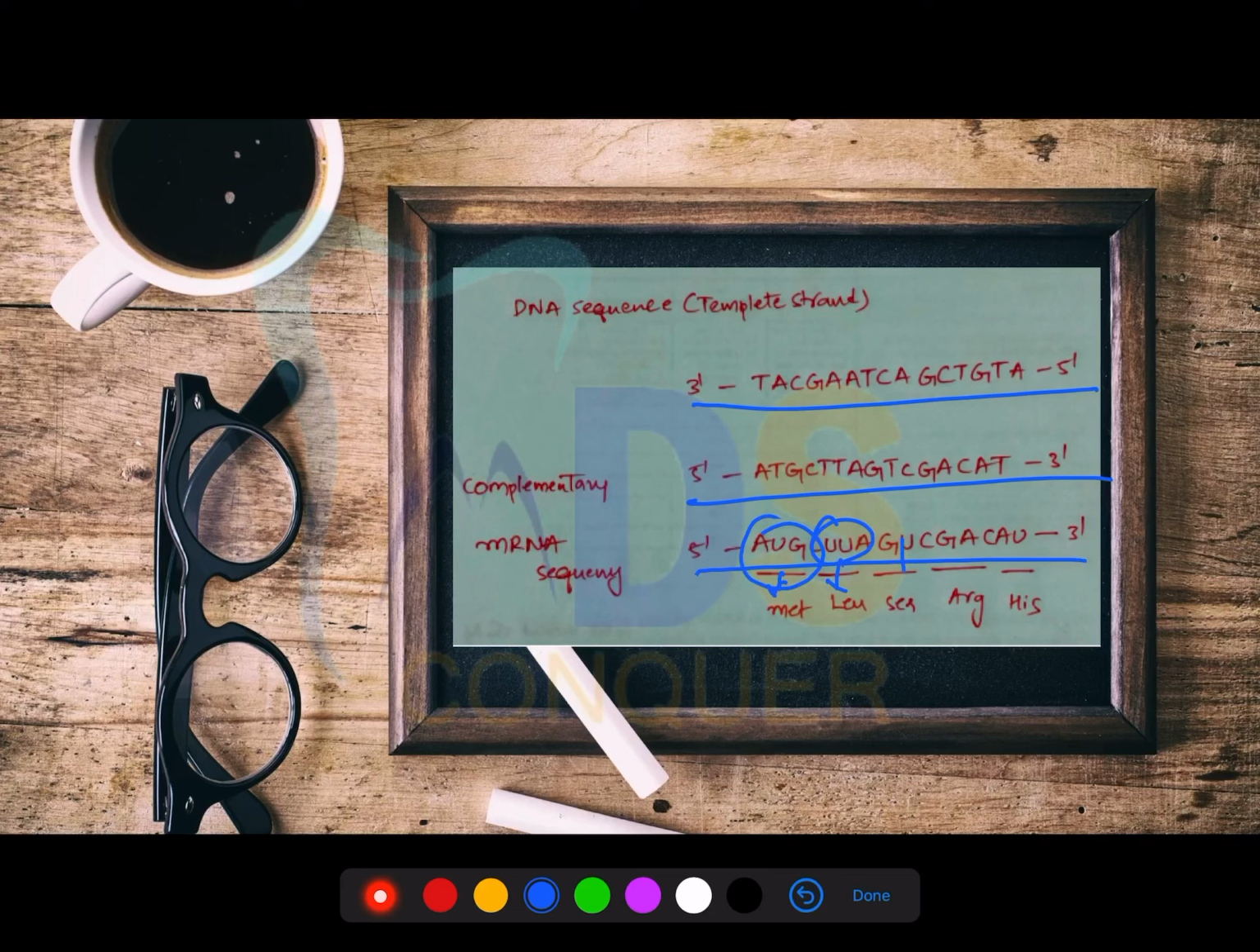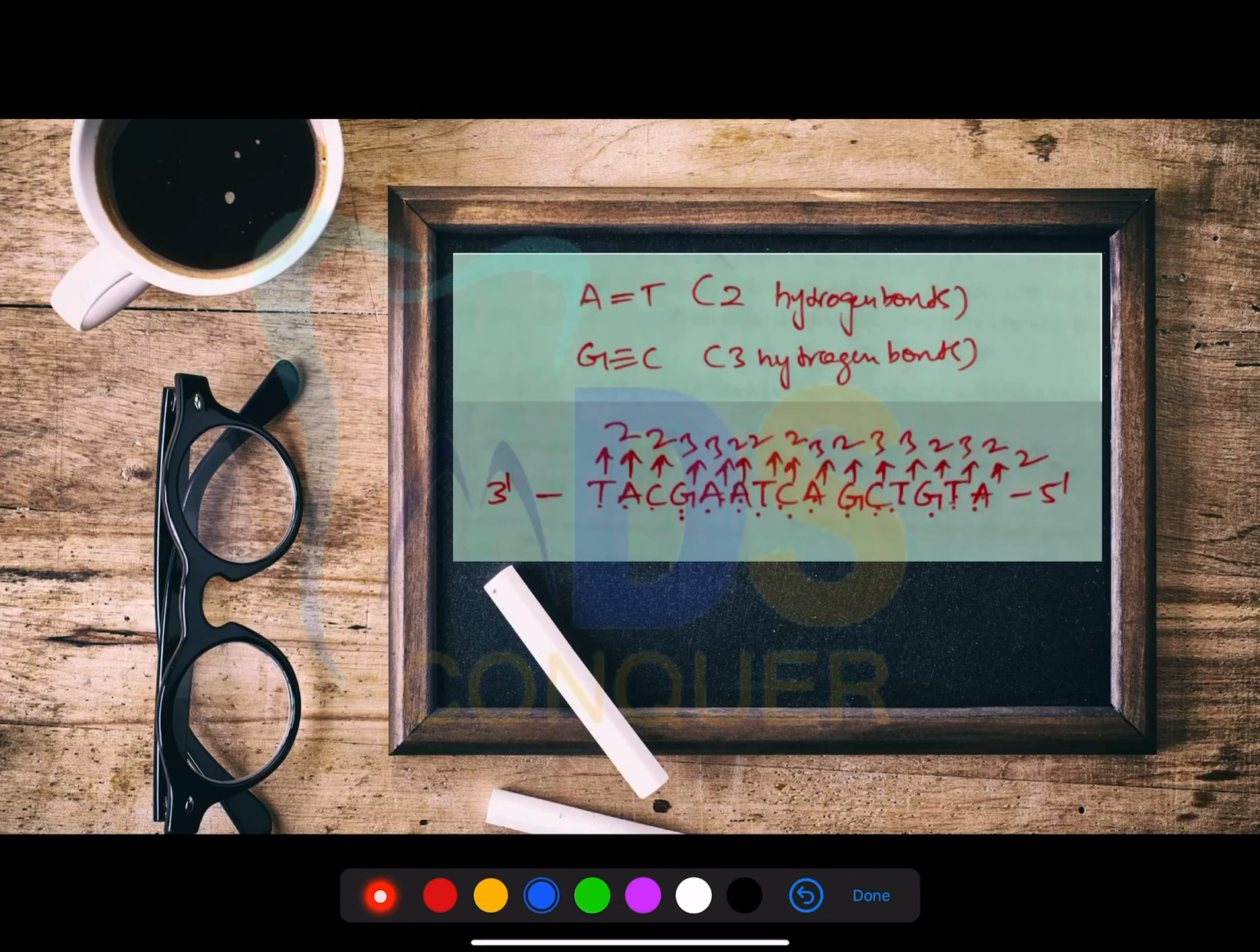So this is an amino acid. They can ask you the number of hydrogen bonds. A and T have 2 hydrogen bonds, C and G have 3 hydrogen bonds. By counting the number of hydrogen bonds, they'll give you this is X%. X is the amount of energy required to break 1 hydrogen bond.